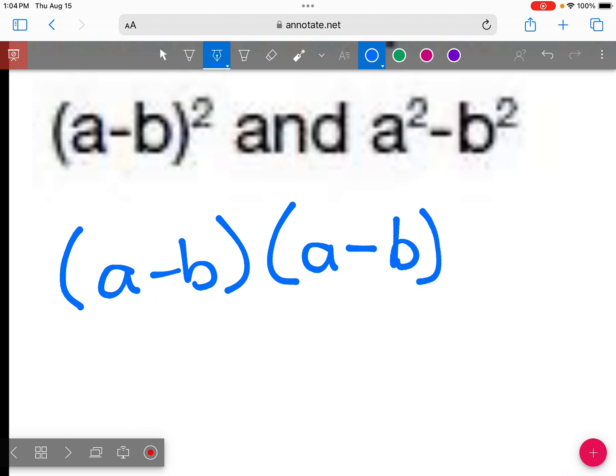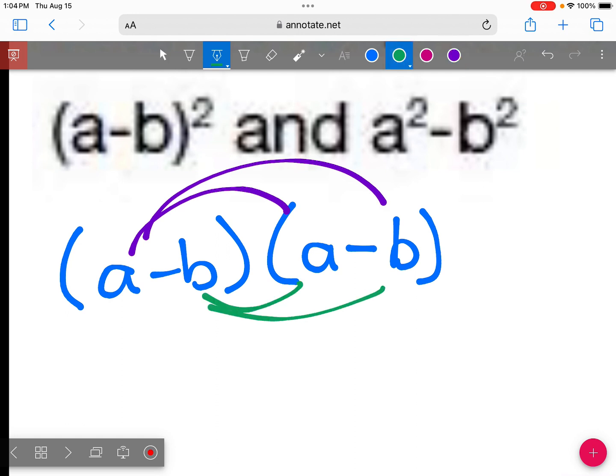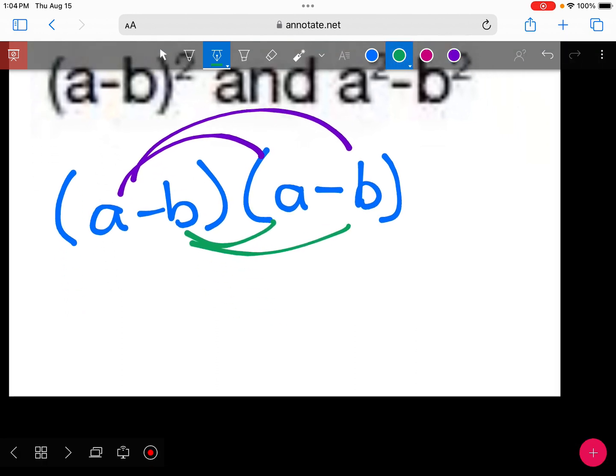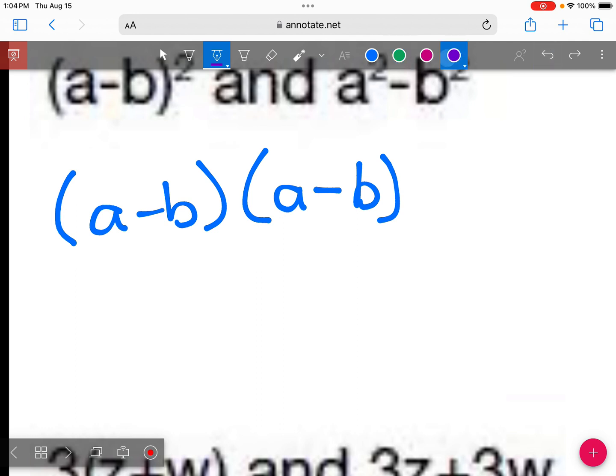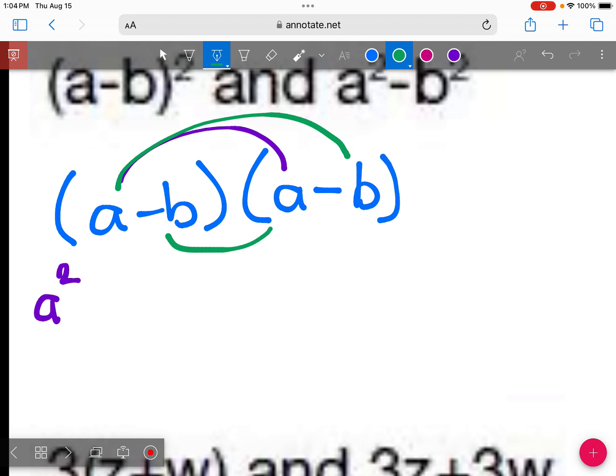Distribute that, the boxing or with our arrows. If I was to multiply this out, I'll take those arrows back and do it. So we're going to have our a times a giving us a squared. We have a times minus b and minus b times a, which gives us minus 2ab.